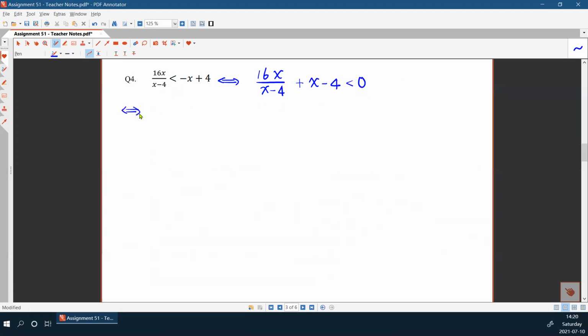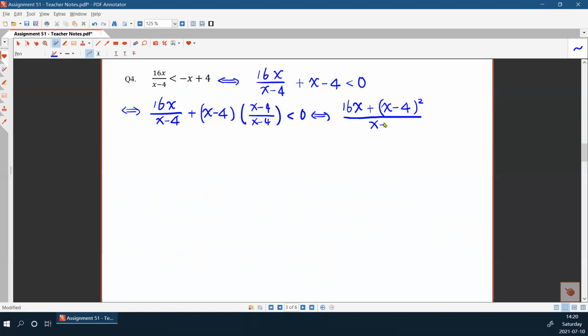And this is equivalent to 16x over x minus 4, plus x minus 4 times x minus 4, less than 0, right? And this is equivalent to 16x plus (x minus 4) squared over x minus 4, smaller than 0. And let's try to simplify this.